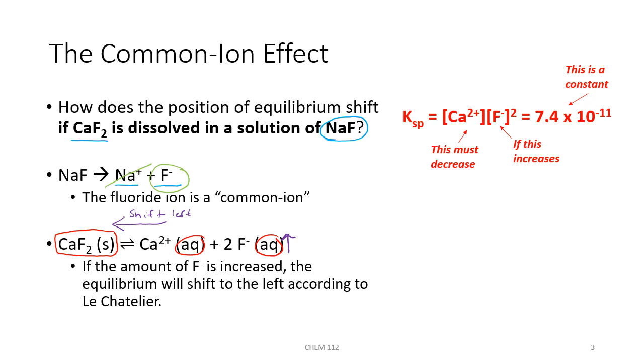And if we look at our equilibrium expression, our KSP, that's a constant value. At a certain temperature, that's always going to be a constant. So if our concentration of fluoride ion increases, then the concentration of the calcium ions must decrease, since that KSP is a constant. We still have the same equilibrium expression: the concentration of calcium ions times the concentration of fluoride ions squared. But that KSP value does not change. That is a constant.